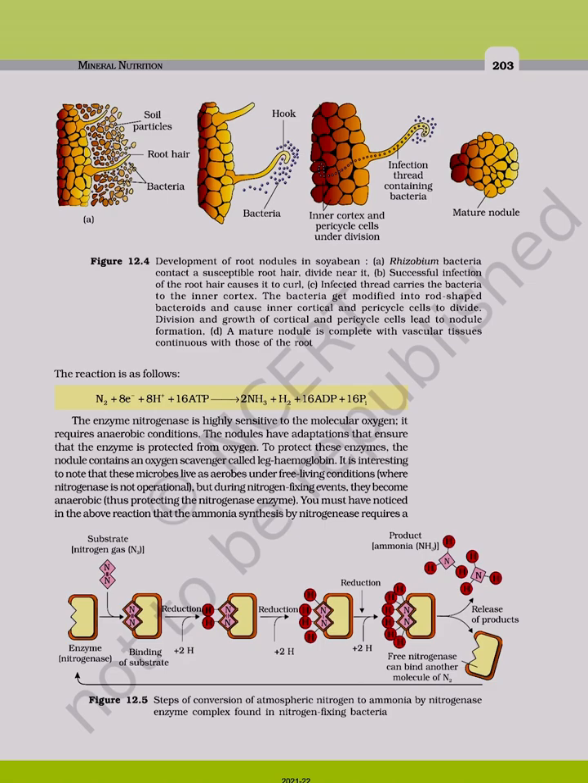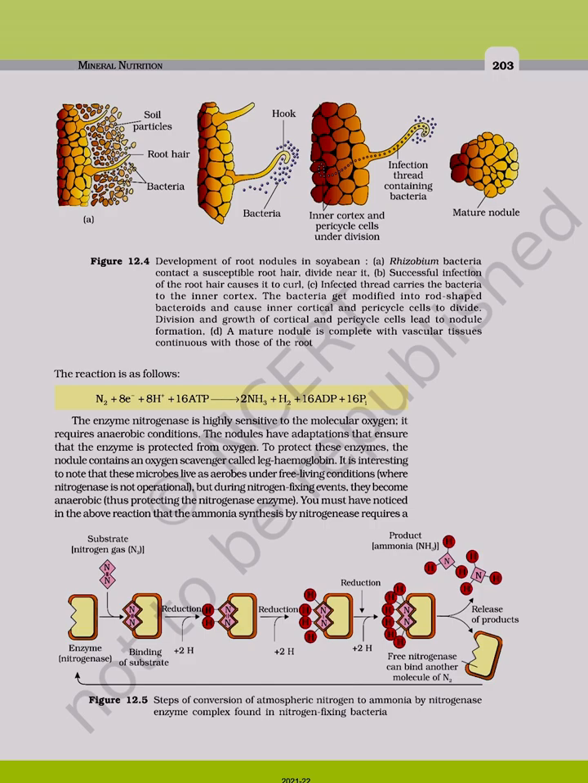B. Successful infection of the root hair causes it to curl. C. Infection thread carries the bacteria to the inner cortex. The bacteria get modified into rod shaped bacteroids and cause inner cortical and pericycle cells to divide. Divisions and growth of cortical and pericycle cells lead to nodule formation. D. A mature nodule is complete with vascular tissues continuous with those of the root.